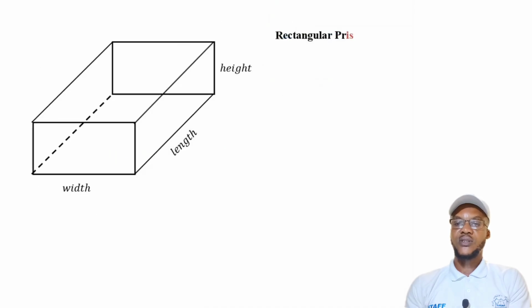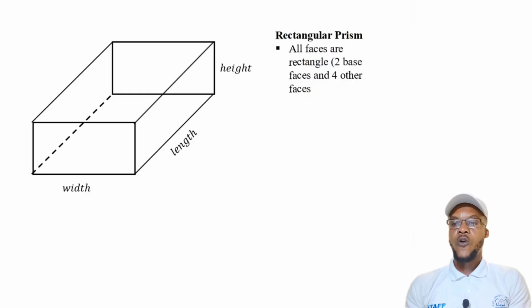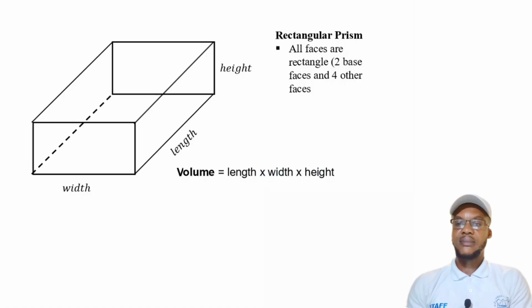So this is a rectangular prism. Now we know that for a rectangular prism, all the faces are rectangles. If that is the case, then finding the volume is very, very easy. We have the width, the length, and the height. When you are asked to find the volume, you just multiply the three dimensions and you are good to go. In finding the total surface area, that's where most students sometimes get confused.